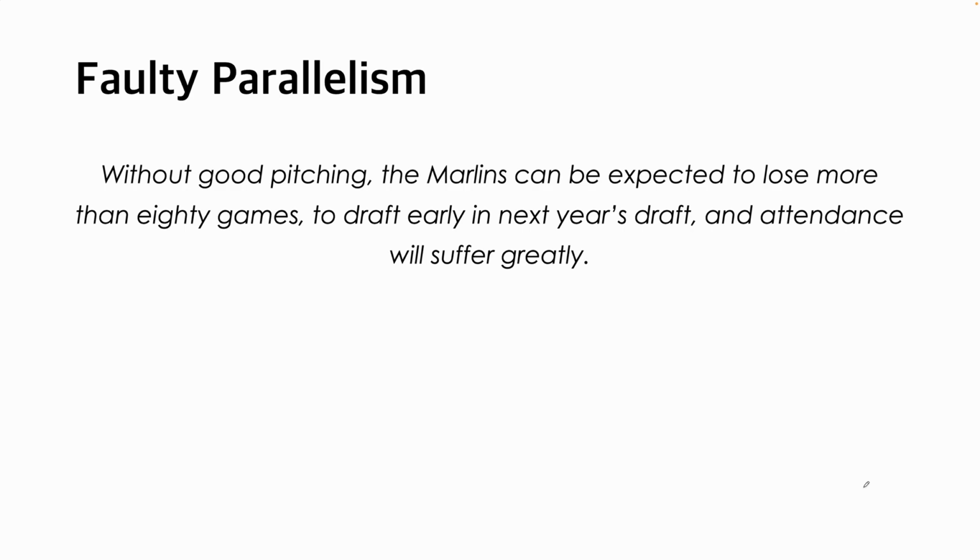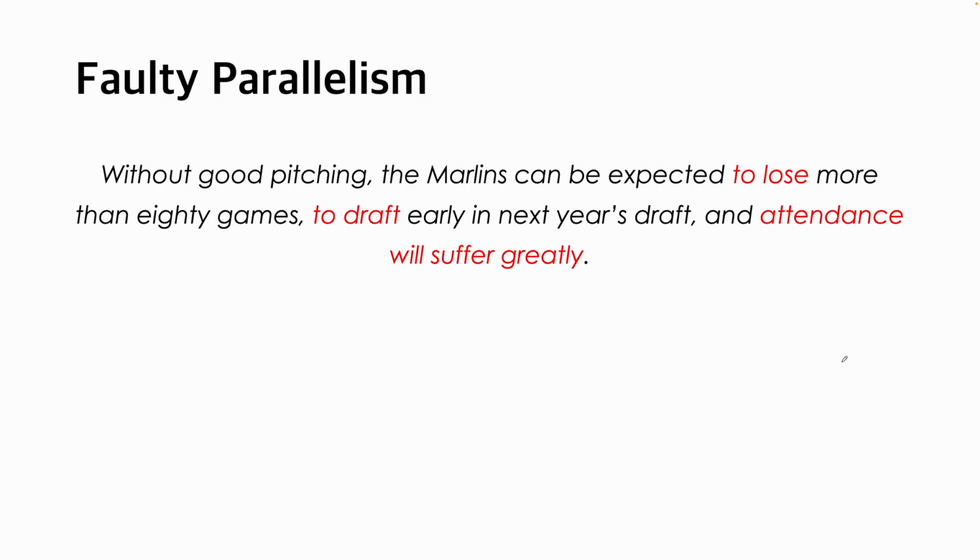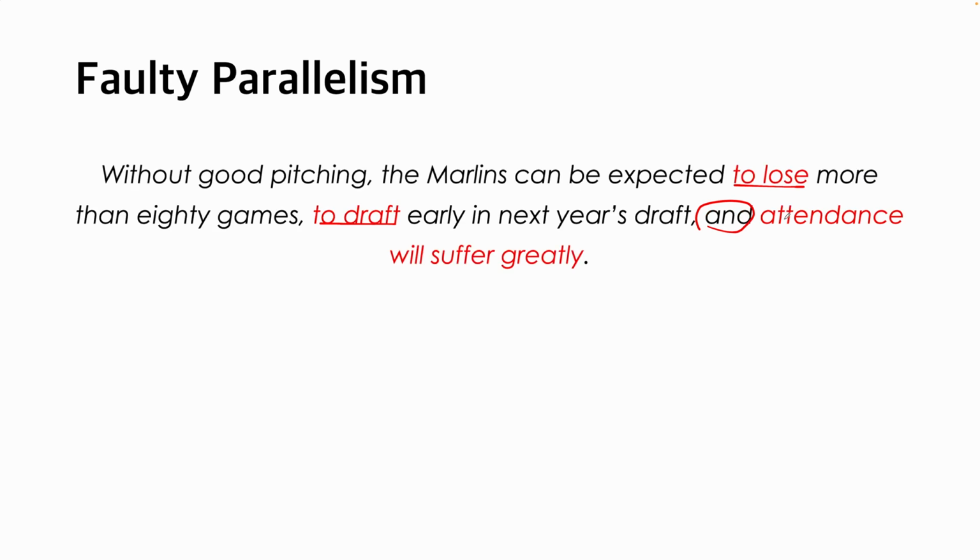The first example is: without good pitching, the Marlins can be expected to lose more than 80 games, to draft early in next year's draft, and attendance will suffer greatly. Okay, here we can see that there are three things happening with the Marlins. They're expected to lose and to draft, and attendance will suffer greatly. So we have three entities to be conjoined together by the use of the word and, right?